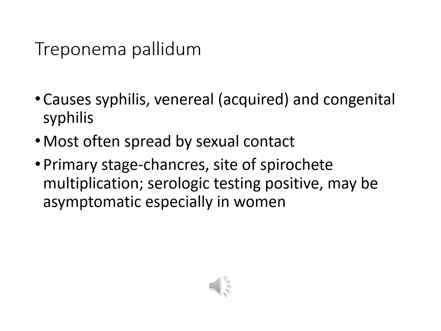Treponema pallidum causes syphilis. There's a venereal type, which means it's acquired, or a congenital, which means it's passed from the mom to the baby. Most often it is spread from sexual contact, but transplacental transfer can occur. Treponema pallidum has stages of infection. So the primary stage will result in some chancres. This is the site of the spirochete multiplication.